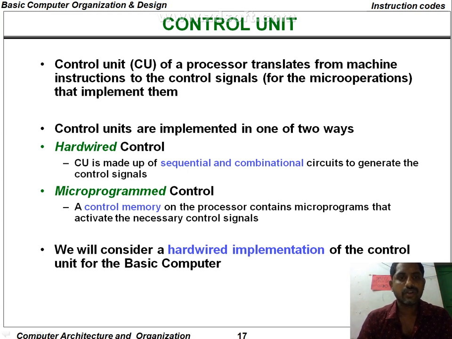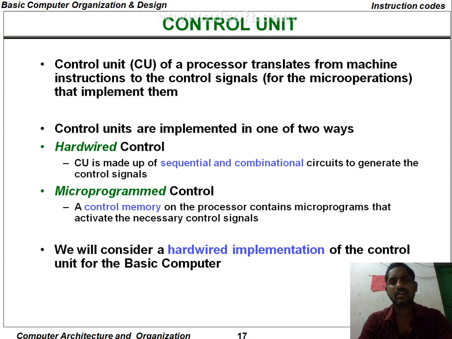See the control unit. The control unit of a processor translates machine instructions to the control signals that implement them. So what is the control unit used for? It translates the machine state to the control signals. Whenever the control is activated, the particular signals will be activated and performed as micro operations.